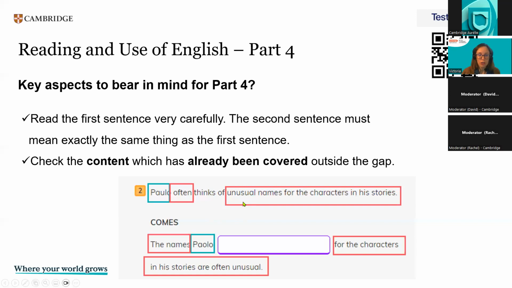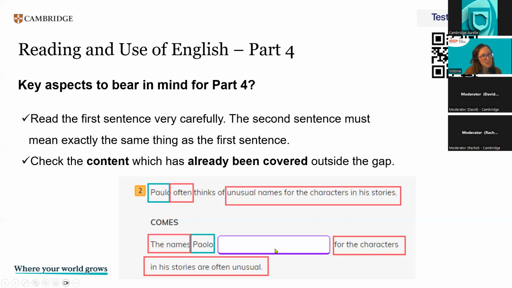Okay, so unusual names, we've got names, unusual, characters in his stories, Paolo is also here, often. So really what is missing is thinks of. And then you have the keyword that you mustn't change. So what do you think would be the correct answer for this gap?